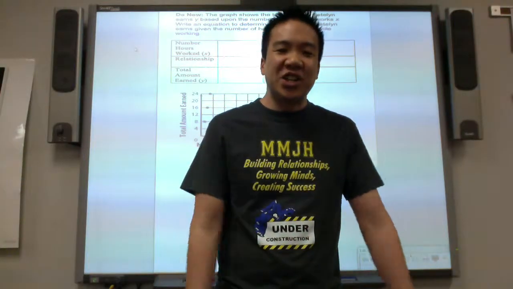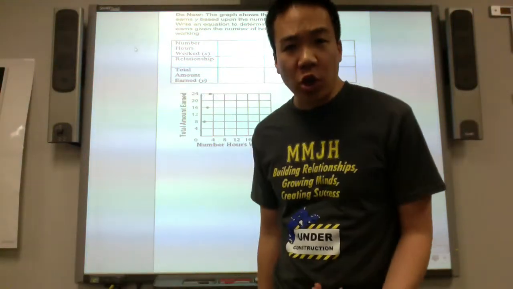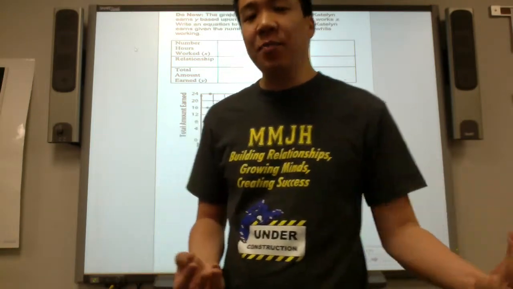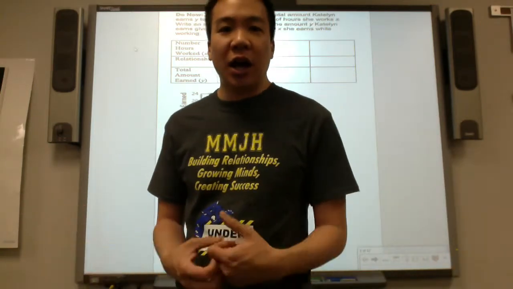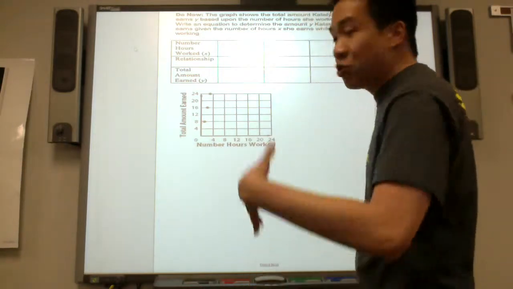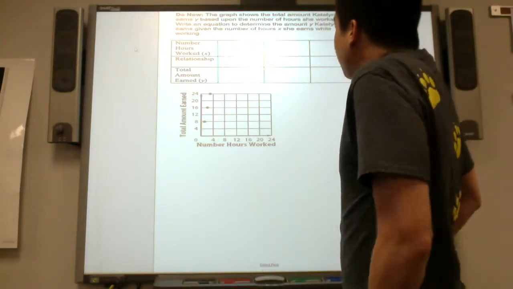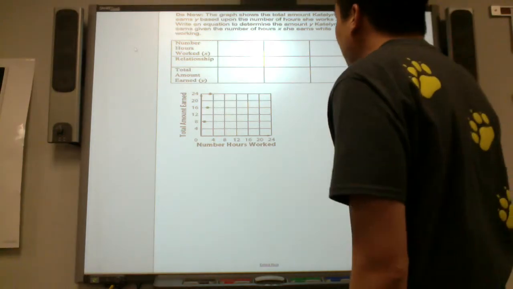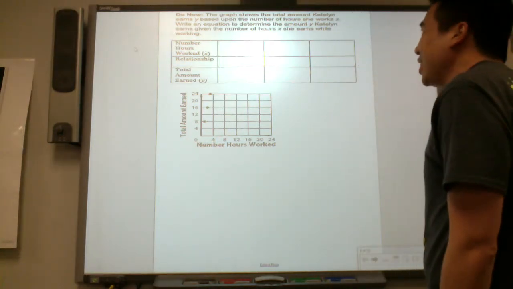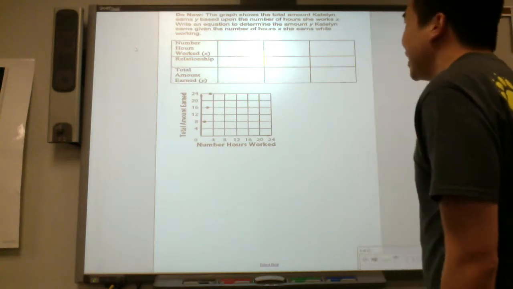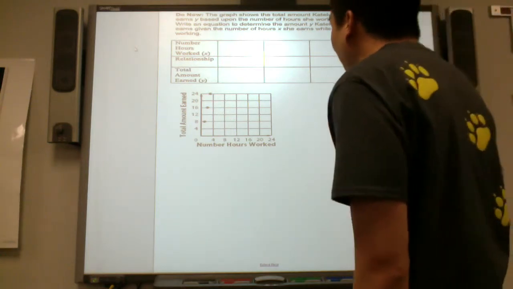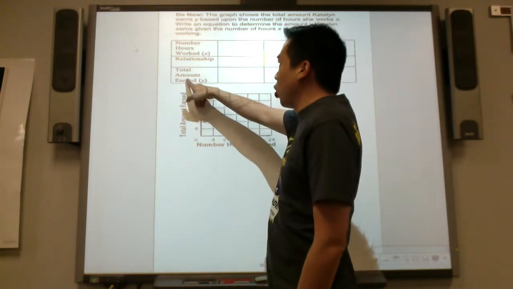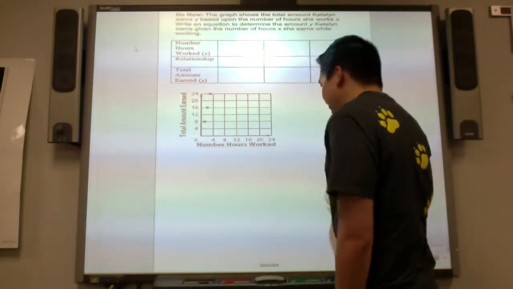About equivalent expressions. In our previous lesson, we talked about multiplicative relationships, using independent and dependent variables on a table. So let's review that. The graph shows the total amount Caitlin earns, Y, based upon the number of hours she works, X. Write an equation to determine the amount Y Caitlin earns given the number of hours X she works. So number of hours worked is X, total amount she earned is Y. So let's look at the table.